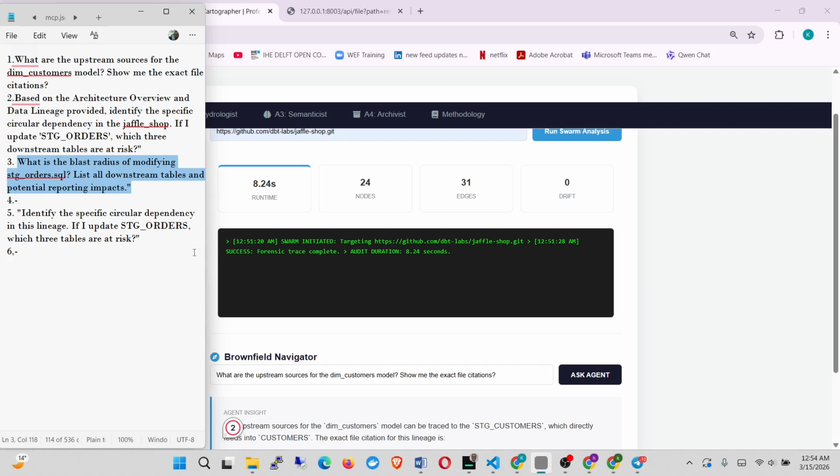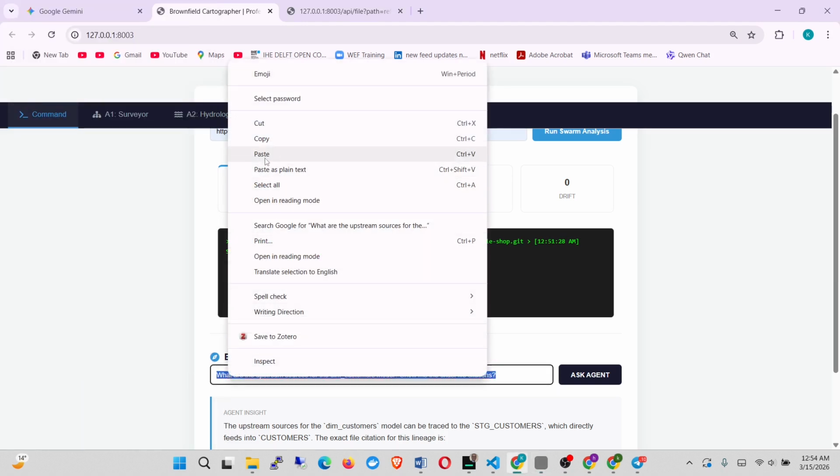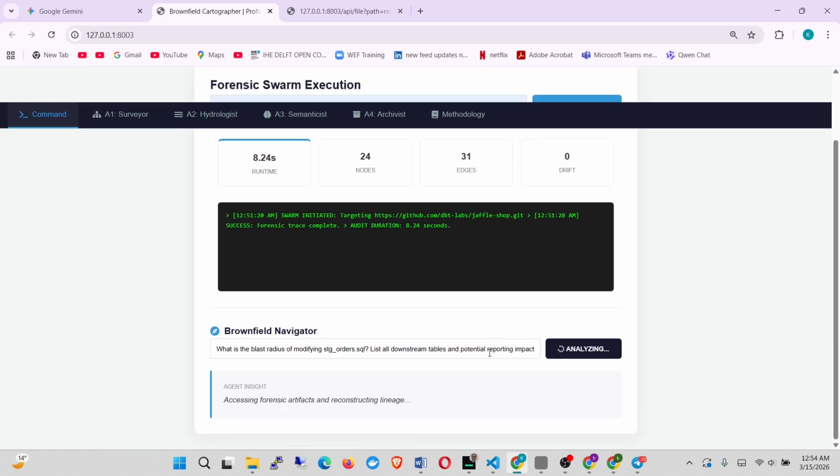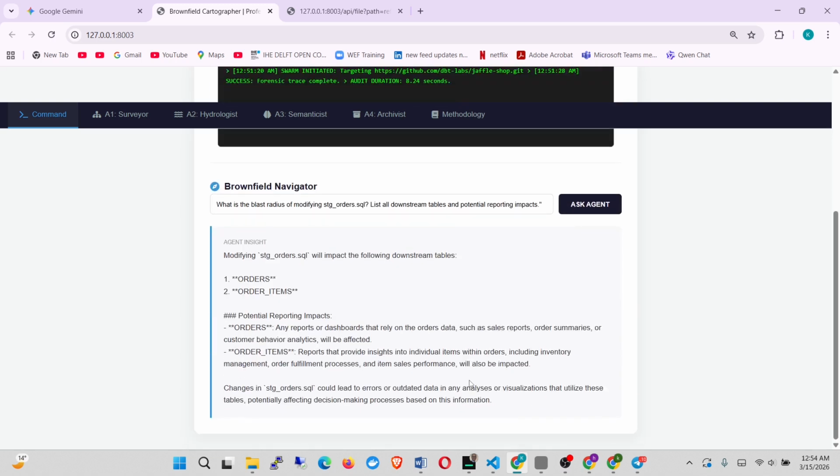And here it is. I am querying the system about the orders, and look at the precision of the output. The hydrologist identified that this isn't just a file change, it's a data risk, so it flags orders and order items as primary impact zones. As an engineer, this tells me my blast radius extends beyond the code into our reporting and analytics layer. This kind of forensic discovery is what prevents production failures in complex brownfield projects.